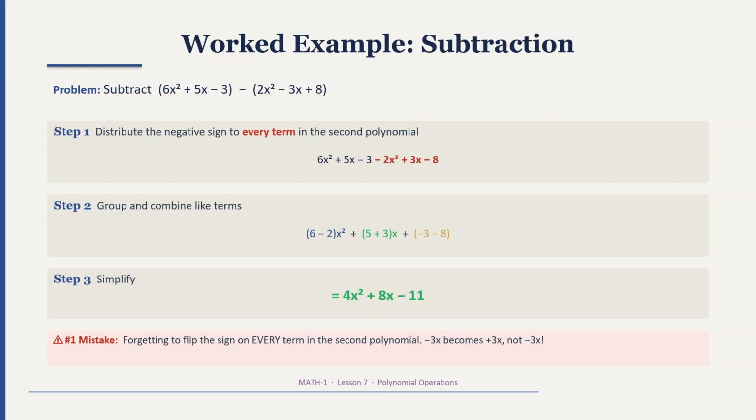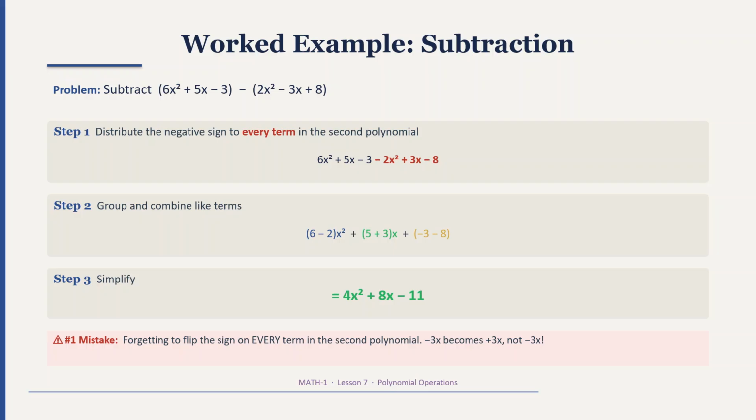Negative 3x becomes positive 3x, and positive 8 becomes negative 8. The rewritten expression is 6x squared plus 5x minus 3 minus 2x squared plus 3x minus 8. Step 2. Combine like terms. X squared terms. 6 minus 2 gives 4. X terms. 5 plus 3 gives 8. Constants. Negative 3 minus 8 gives negative 11. Step 3. The final answer is 4x squared plus 8x minus 11.